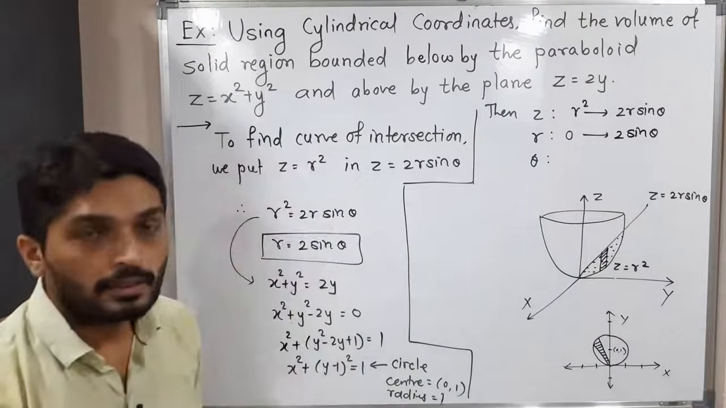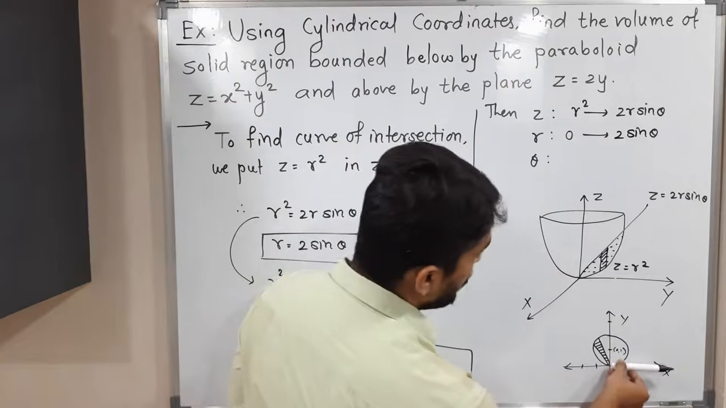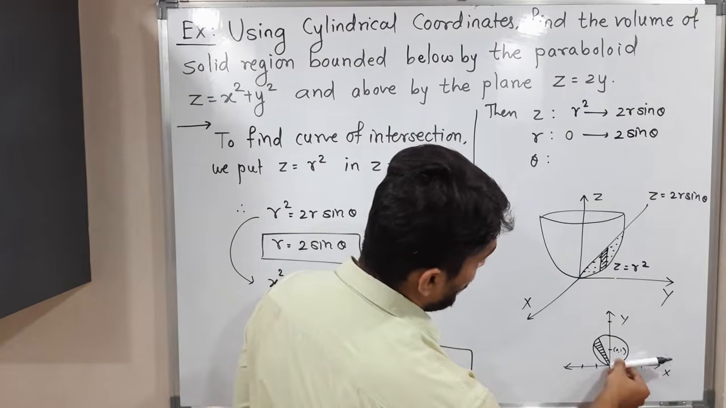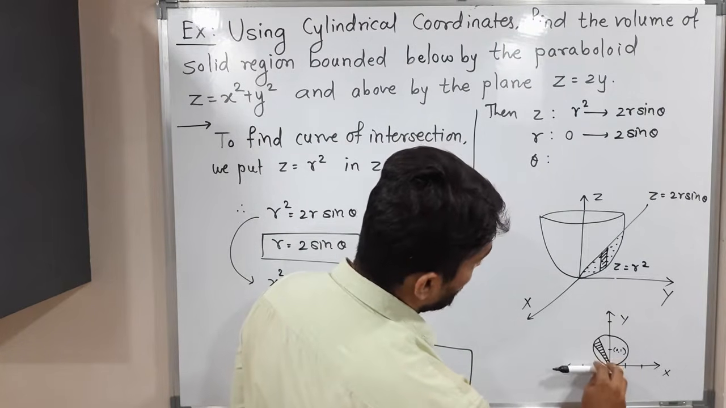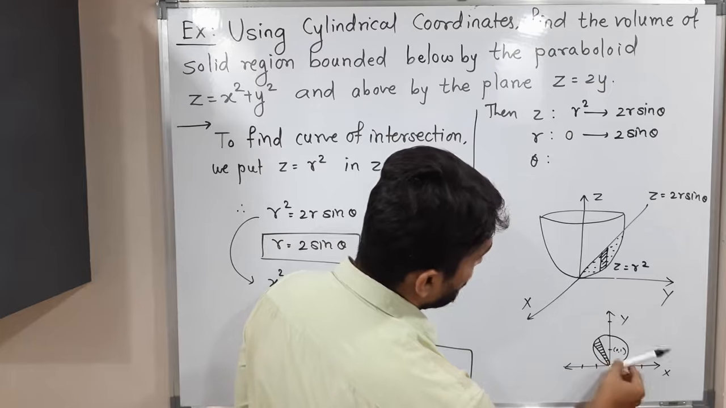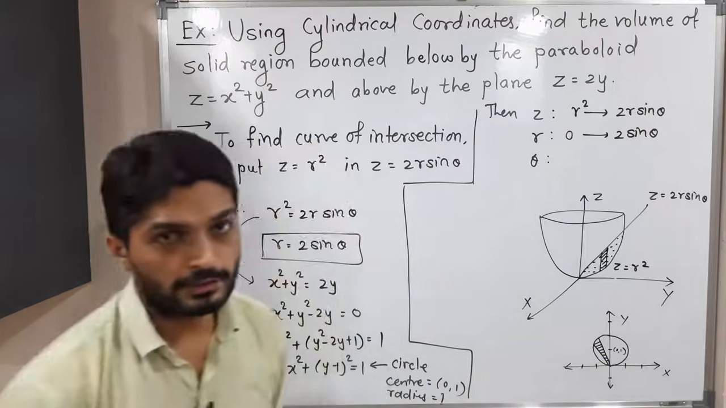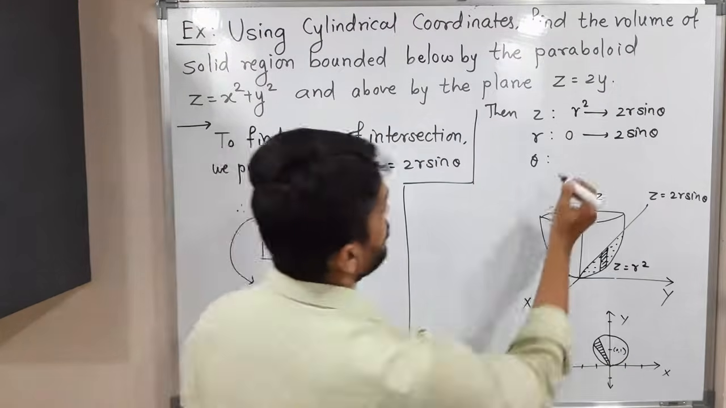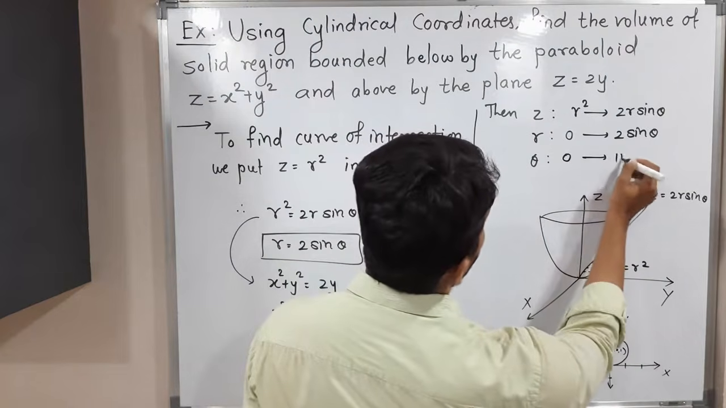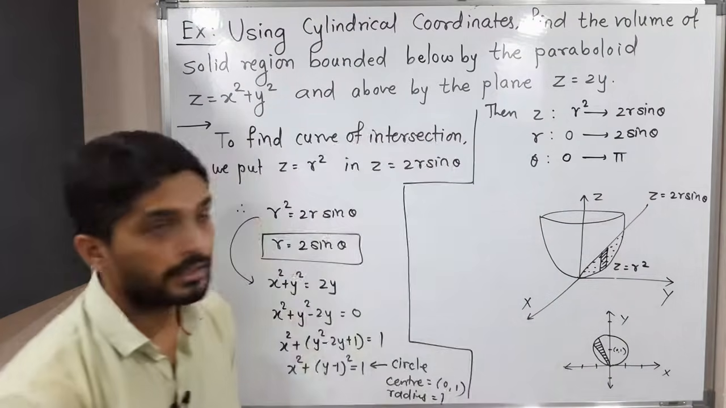Next, theta. See, the strip has to move like this. It should start at 0 and it should stop at pi, 180 degrees. So it will cover each and every point of the circle. So that's why theta should vary from 0 to 180, that means pi. So in this way we got the limits.